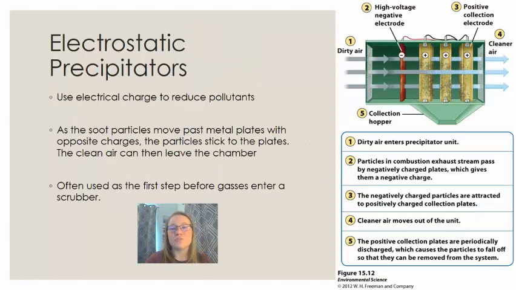Finally, we have electrostatic precipitators. Now, I think these are really cool because they are just using these electrical charges to attract these pollutants to metal plates. And these metal plates are over a hopper. And once that metal plate is full of these particulates, that metal plate will vibrate a little bit. The particles will fall down into the hopper and be collected. Now, oftentimes, electrostatic precipitators are the first step that is used before that gas then goes to a scrubber to remove a little bit more of the particulate matter and pollution.